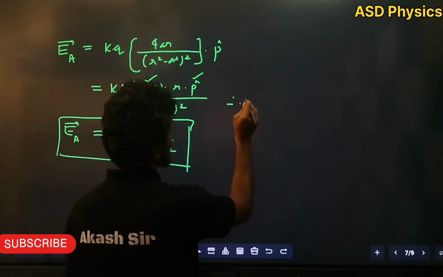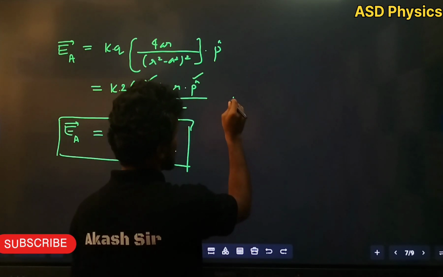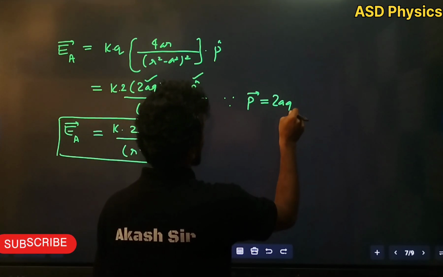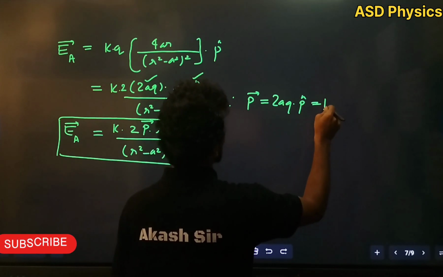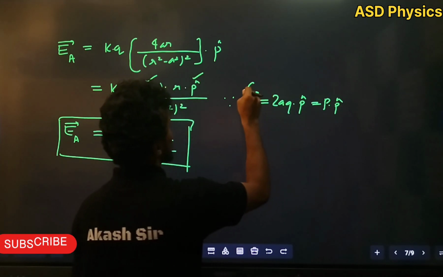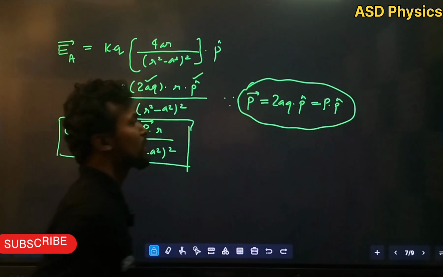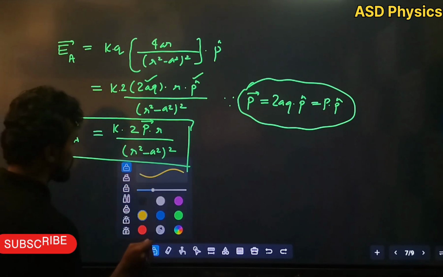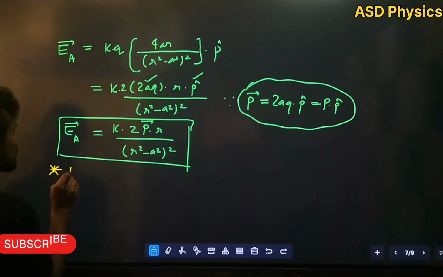Again I am writing here so that you should not get confused. Now see here, I am writing this vector P is 2AQ P cap, or we can tell magnitude and direction, like this. This is the thing. Now after that, if we do for the short dipole, which dipole? Short dipole. So see here please, now for short dipole.